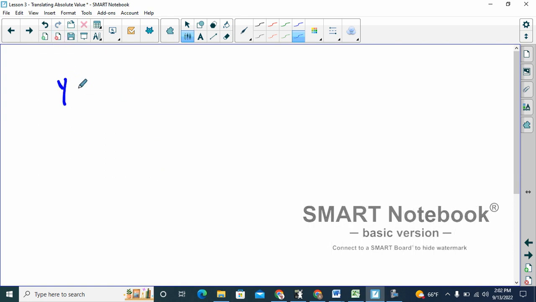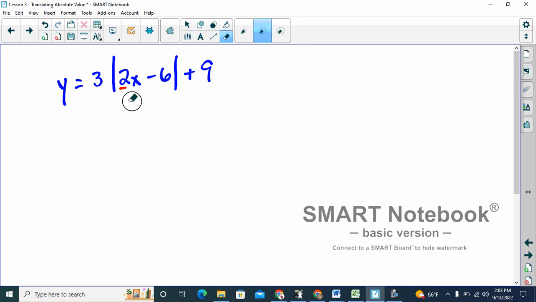Let's suppose we have something that looks like this. Y equals 3 times the absolute value of 2x minus 6 plus 9. First of all, because of this 2 right here, we cannot translate it as it's written. This is not right 6 up 9. Instead, we need to rewrite it so that it's in that standard form. So you have options here, actually.